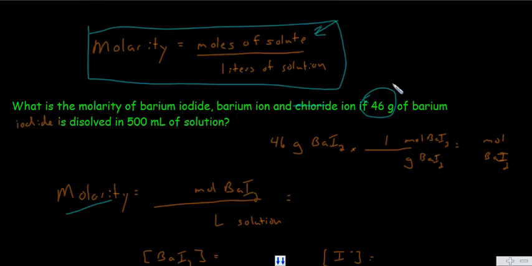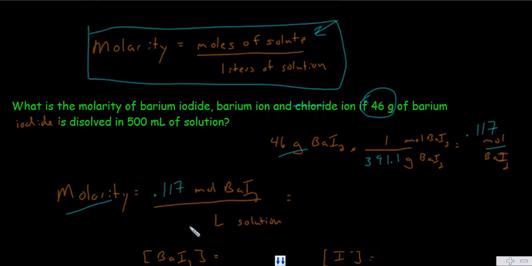Well, I guess we need to go from those grams into moles. So let's use the molar mass of barium iodide. It's 391.1. So you can calculate then that you have 0.117 moles of barium iodide in solution. So now you know the number of moles of barium iodide.